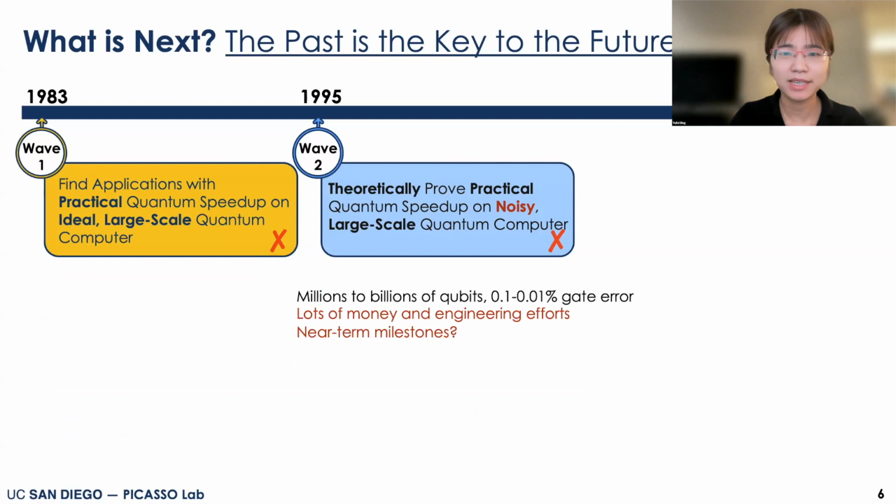So again, it seems that we have resolved all the major issues in quantum computing. But soon people find that, okay, if we really want to show this kind of practical speed up experimentally, we still need to have millions to billions of qubits. And that's a lot of money and engineering effort.